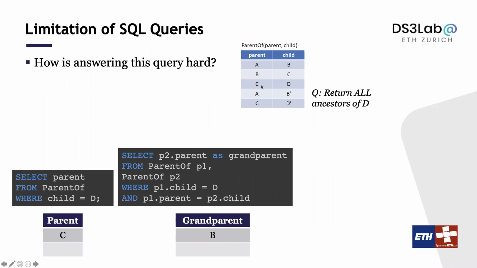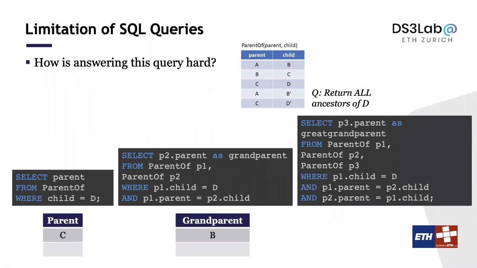In this example, C is a parent of D, B is a parent of C, so you get person B. But this doesn't answer this query, because we want all the ancestors of D. You need to keep doing this. You need to join the table 3 times, and then you essentially get the great-grandparent of this person D. In this case, if you go one level up, you will find person A. And you can keep doing this. If you know beforehand there are only maybe 10 different levels in the family tree in this database, you can run this query 10 times, then you get your answer.